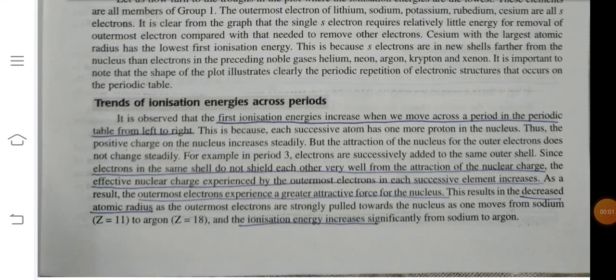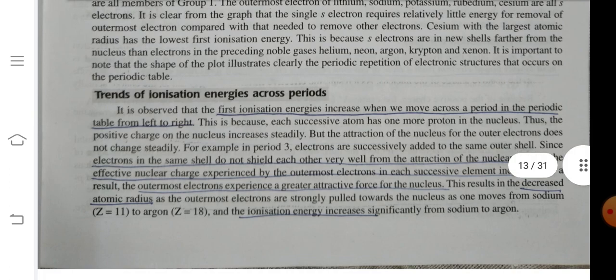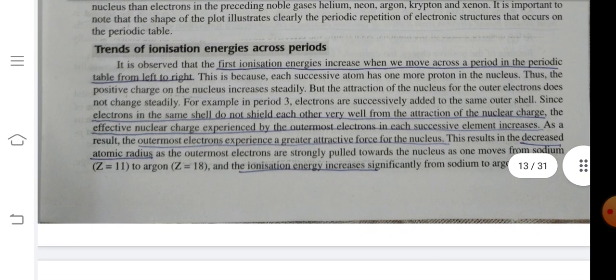Periodic properties, part 3: trends of ionization energies across periods. It is observed that first ionization energy increases when we move across a period in the periodic table from left to right. This is because each successive atom has one more proton in the nucleus, thus the positive charge on the nucleus increases steadily. But the attraction of the nucleus for the outer electrons does not change steadily.